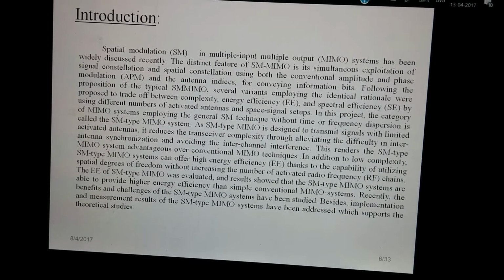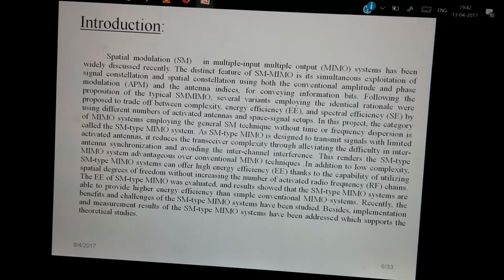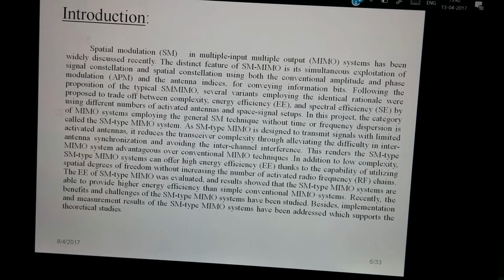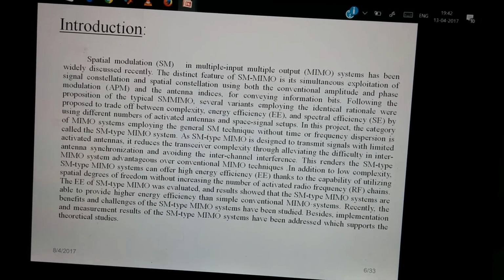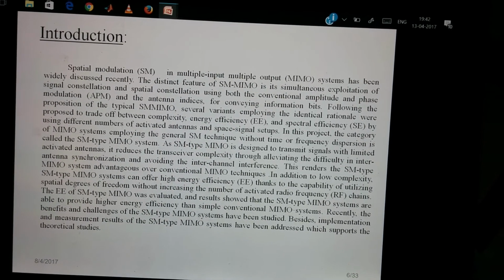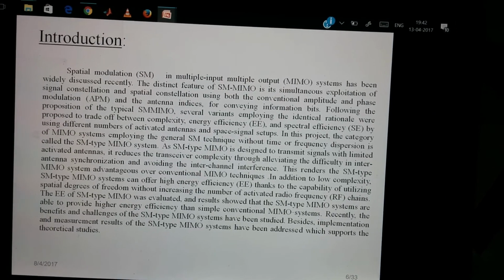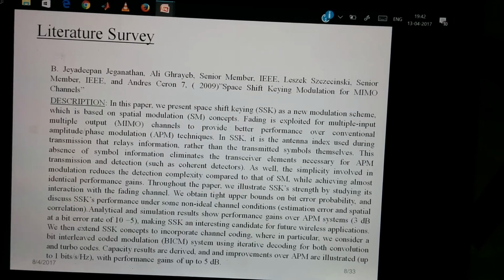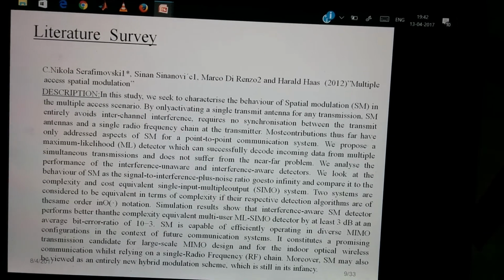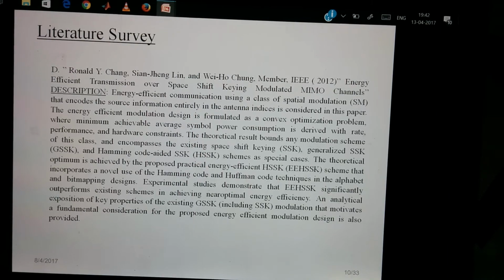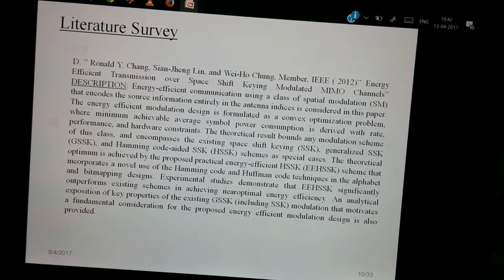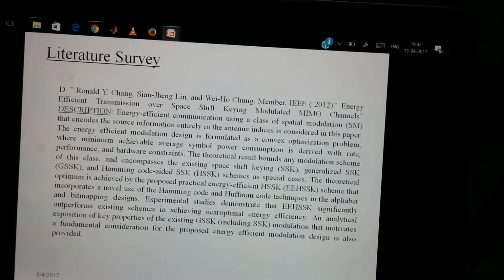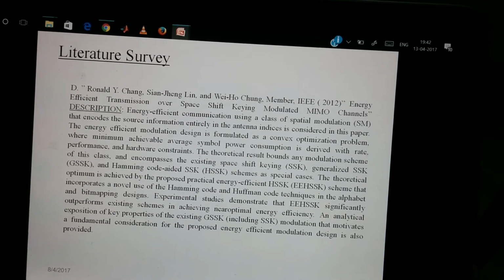The introduction is all about why we are going for spatial modulation, and it is because of the heavy traffic in modern generation wireless systems. We use spatial modulation to improve the spectral efficiency and the bandwidth requirements at the same time. Literature surveys show that previous technologies were used without any multicast systems, but the most important thing we have implemented in this project is a multicast system.